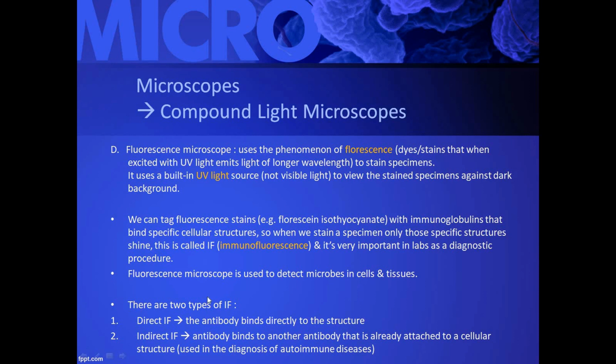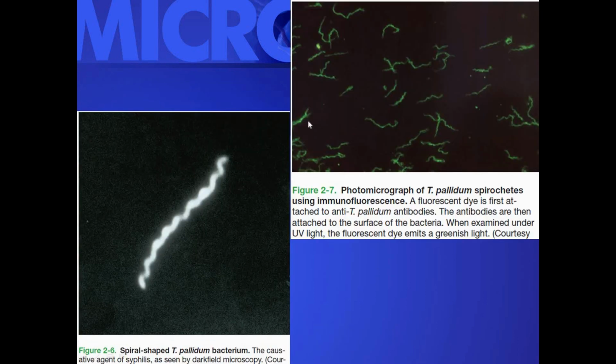There are two types of immunofluorescence. The direct immunofluorescence is what we have just used here. The stain is attached to antibodies that can attach to the thing that we are examining, for example, here the Treponema pallidum bacteria.